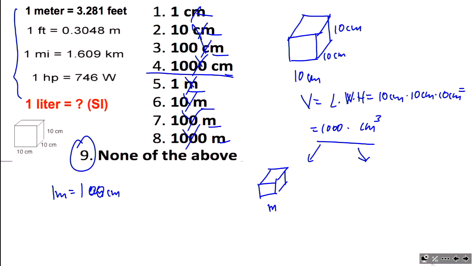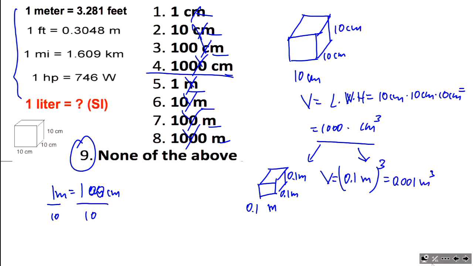And if I want 10 centimeters, so 1 over 10, 0.1, 0.1, 0.1. Now we can use the same calculation, length times width times height, 0.1 meter, 3 times, cubed, 0.001 cubic meter. But probably most textbooks would write it using scientific notation, 10 to the negative third cubic meters.